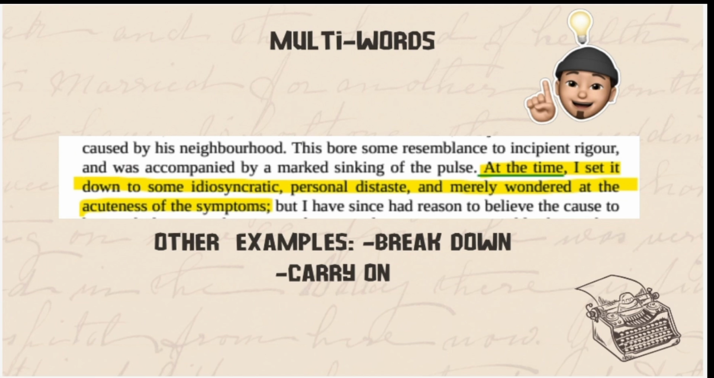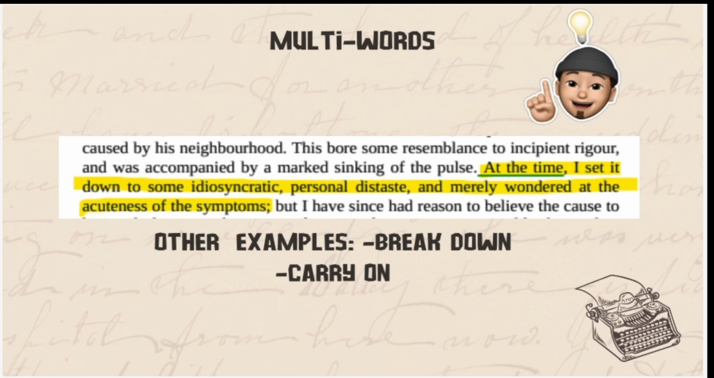In the sentence, "At the time, I set it down to some idiosyncratic personal distaste and merely wondered at the acuteness of the symptoms," the phrase at the time refers to an event that occurs at the same time as another. This is a prepositional phrase, since its head is the preposition at, and it has the determiner the and the noun time, which when put together form a multi-word phrase. The phrase works by putting these three elements together.